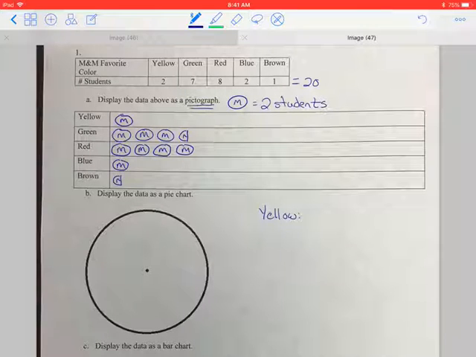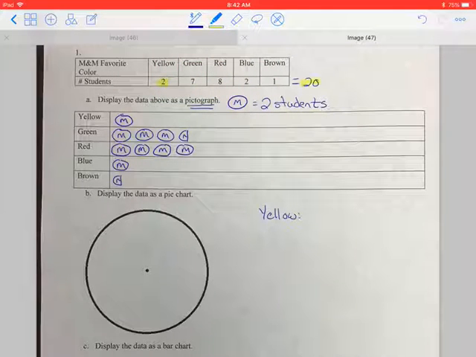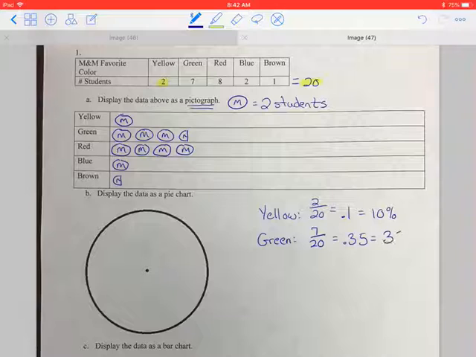So we had 2 students choose yellow. So that would be 2 out of 20. So if I do 2 out of 20, that comes out to be 0.1, and if you change that to a percentage, that is 10%. So if we repeat that with each color, green is going to be 7 out of 20. If you put that in your calculator, you get 0.35, which is 35%.